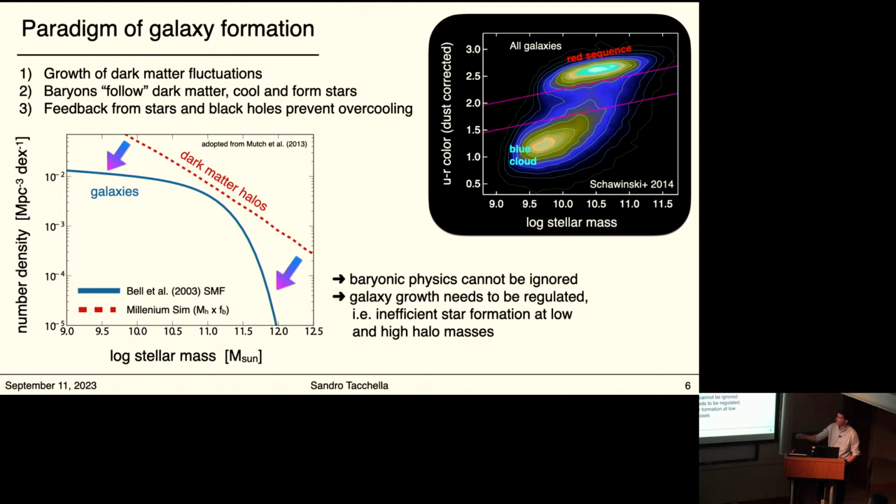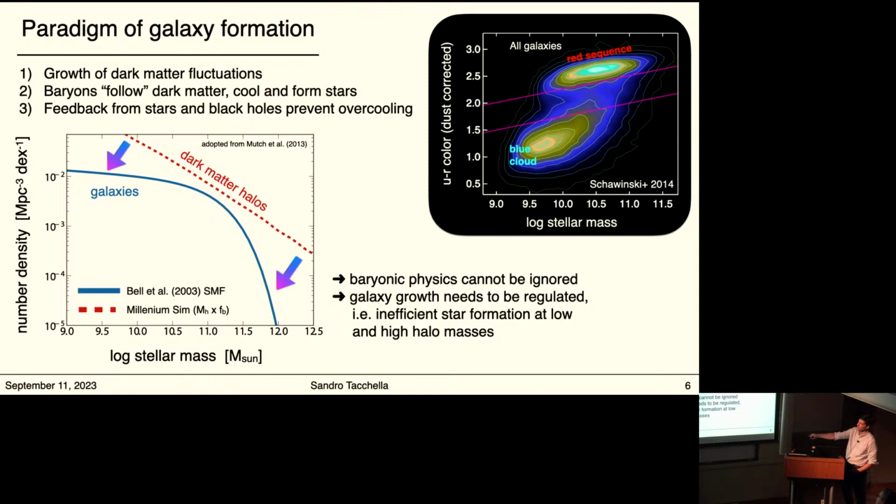And this you can see quite nicely if you compare the halo mass function to the galaxy stellar mass function. So here, the dark matter halo mass function, so basically number densities of dark matter halos as a function of mass, has been rescaled by the baryon fraction. So here you assume basically that all the baryons cool and form stars. And so this would be the number density distribution of such objects.